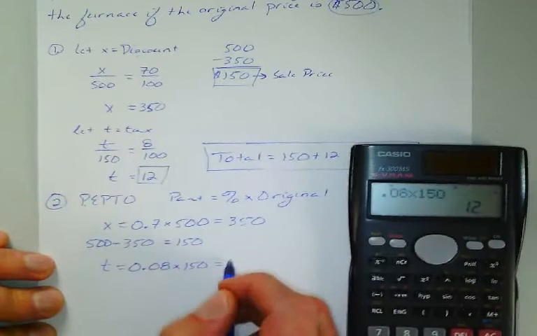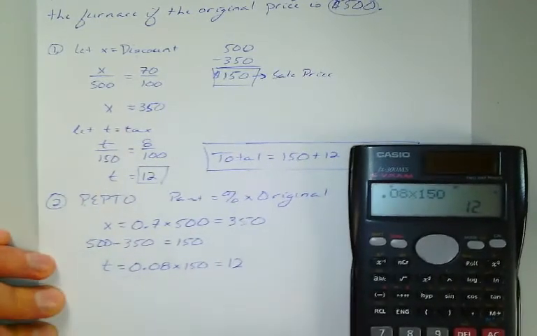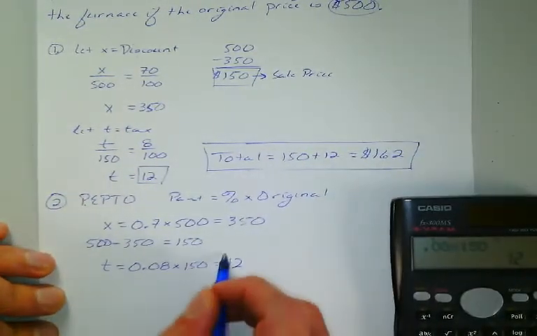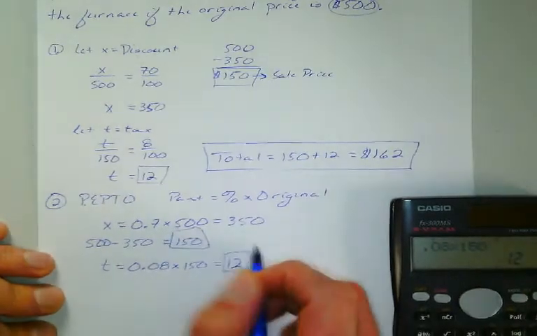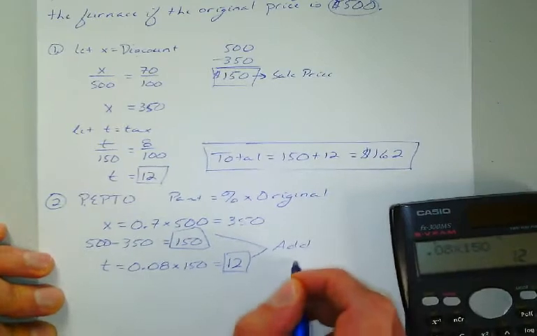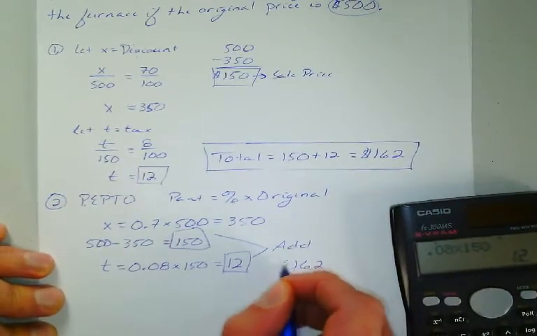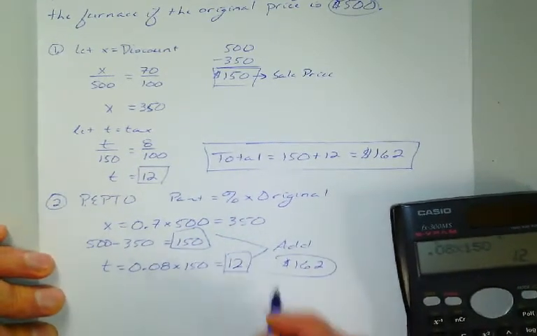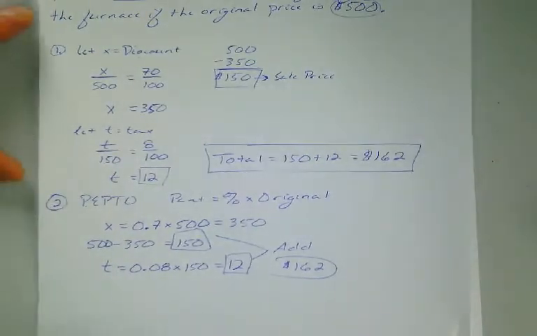Perfect. And as we said above, taxes get added. So now I need to take $12, add it to 150, and we get $162 for the furnace. Same answer. So that's strategy number 2, the PEPTO strategy.